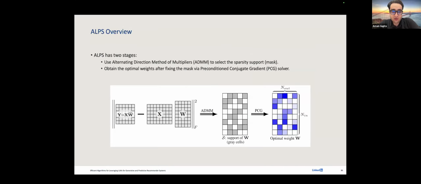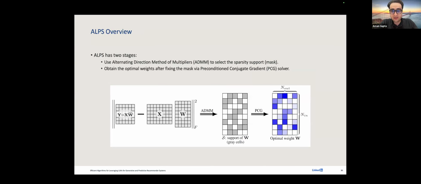Here, I'm going to quickly review ALPS and the mathematical foundation of ALPS. So generally, the idea is that this algorithm has 2 steps. In the first step, our goal is to find which weights are going to be 0 and which weights are going to be non-zero. What is the sparsity mask? And after we fix the sparsity mask, the question is: what are the optimal values for the weights?